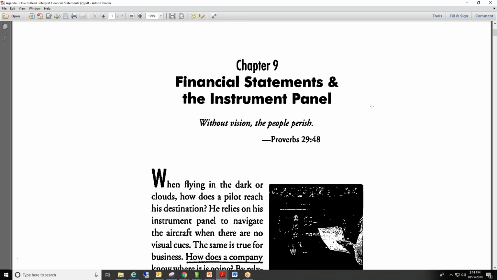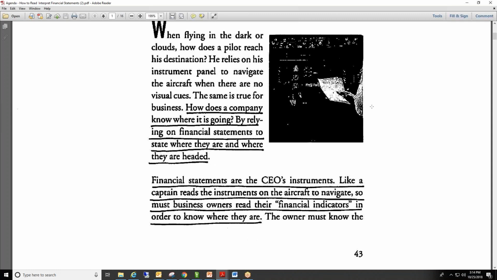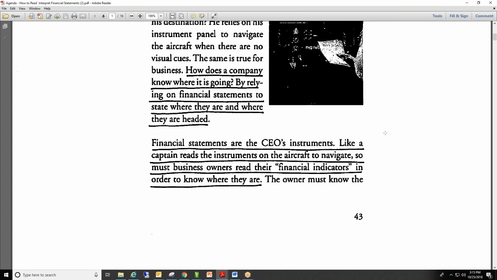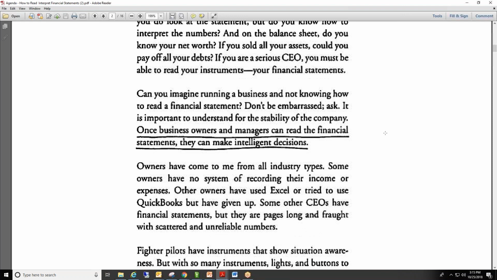That's the purpose of your financial statements, is to tell you where you are, where you're going, and if you're going to hit the mountain or clear the mountain. And so I just want to highlight a couple things in the book, just by saying, you know, the financial statements are the CEO's instruments. It's like the captain reading those indicators in his aircraft, knowing where he is.